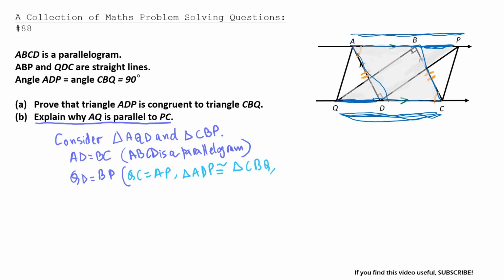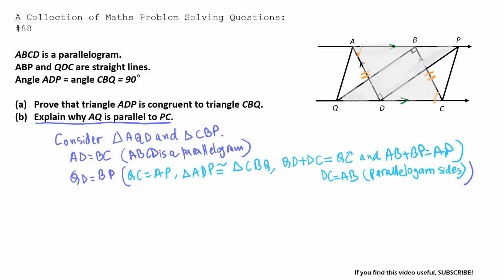So I've written it a bit differently. I wrote, okay, QC equals AP and the triangles are equal, and then QD plus DC equals AB plus BP, so that's done. And also angle ADQ equals angle CBP. So ADQ is this angle, and that equals angle CBP.